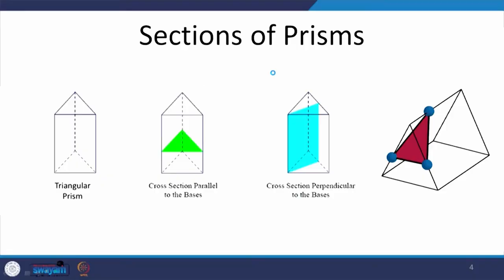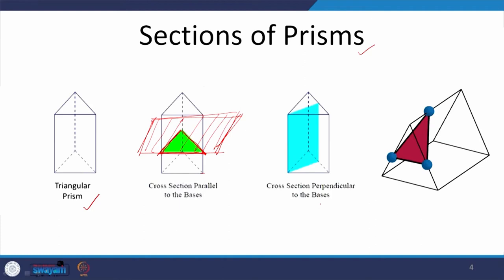So, let us start looking at the sections of prisms here. Now, what happens in this example? We have taken the example of a triangular prism, which is one of the most common prisms. So, this is the triangular prism which we are considering. Now, what happens if the section plane is parallel to one of the bases or two bases? In that case, the cross section will exactly be the same as the base. So, when the section is being cut through a plane which is parallel to the bases, we will get the same shape of the section as that of the base.